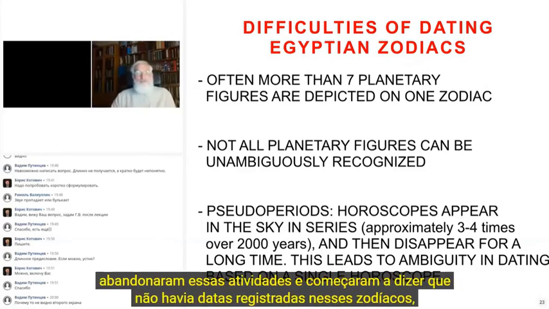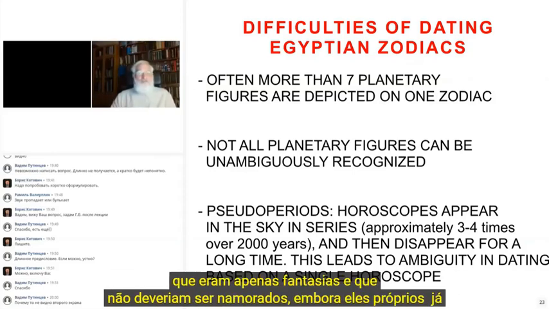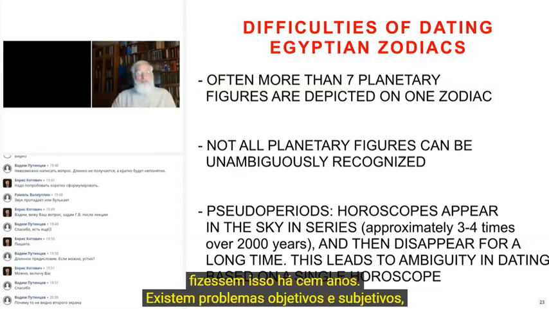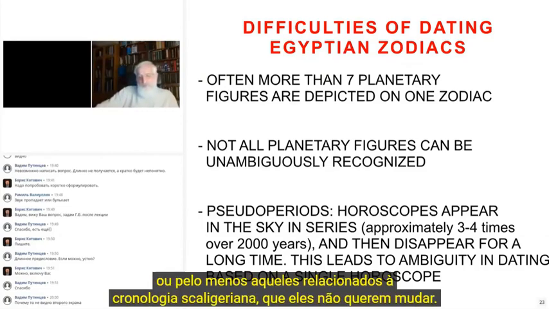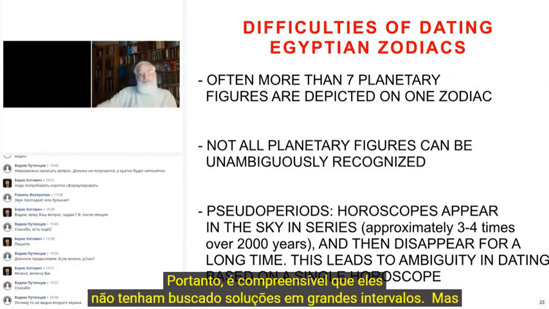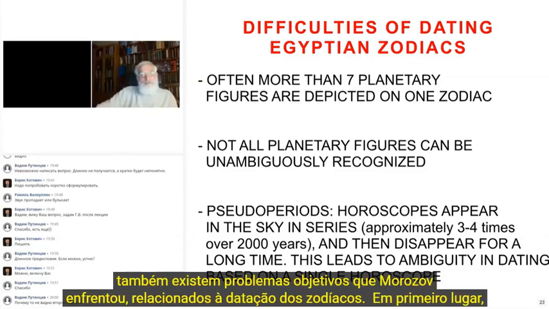They abandoned these activities and started saying that there were no dates recorded in these zodiacs, that these were just fantasies, and they shouldn't be dated, although they themselves had been doing this for 100 years. There are objective problems and subjective ones, or at least those related to the Scaligerian chronology, which they do not want to change. Therefore, it is understandable why they did not seek solutions over large intervals. But there are also objective problems that Morozov faced, related to the dating of zodiacs.